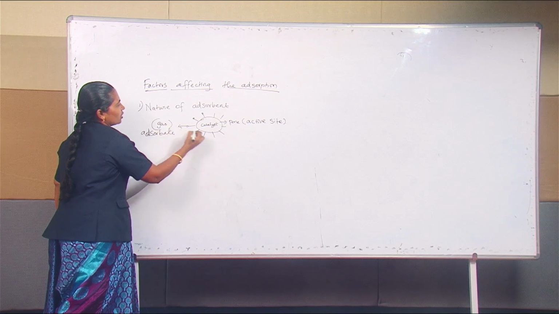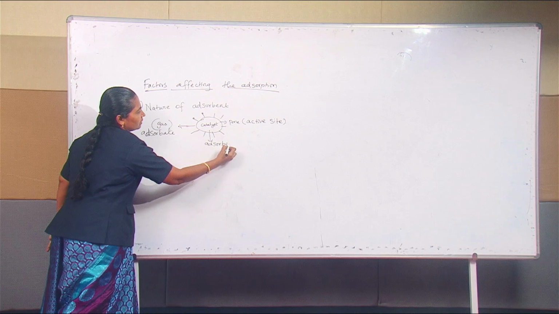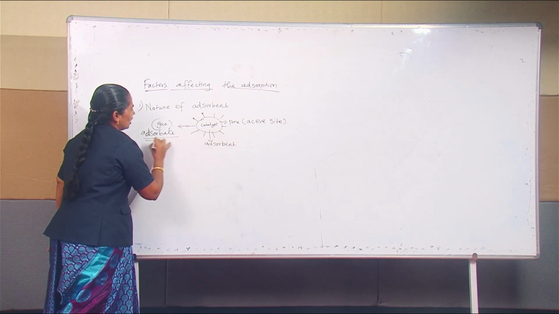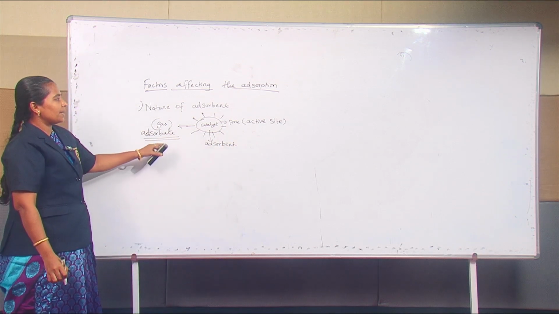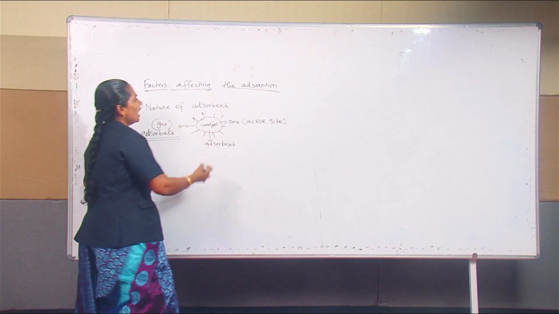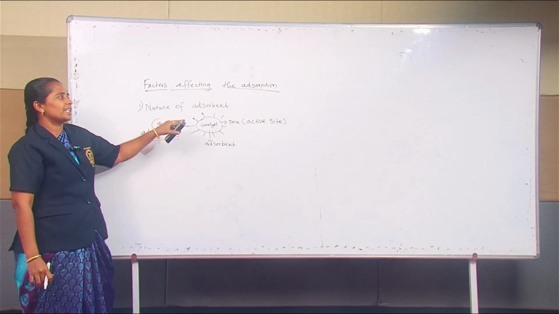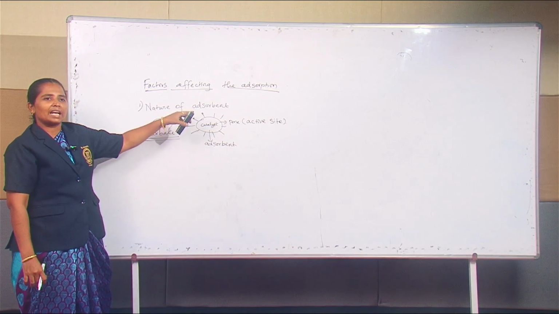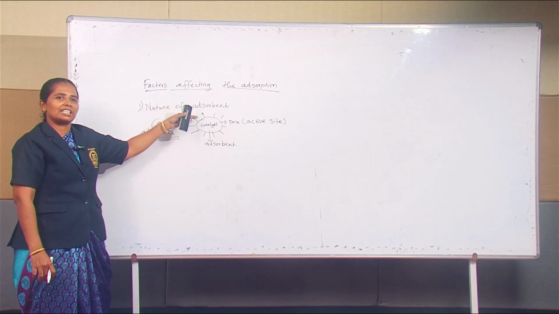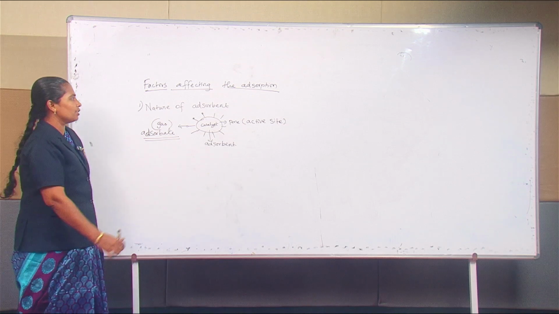adsorbate. So this material is called adsorbent, and this material is called adsorbate. This adsorbate is held on the surface, and this phenomenon is called adsorption. So first, the adsorption can be disturbed, increased or decreased based on the nature of the adsorbent we are using.